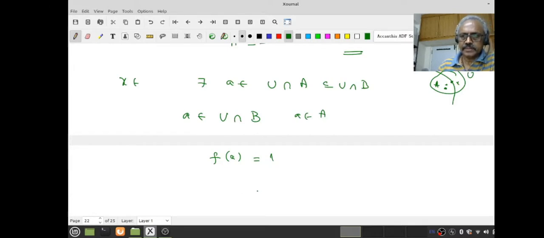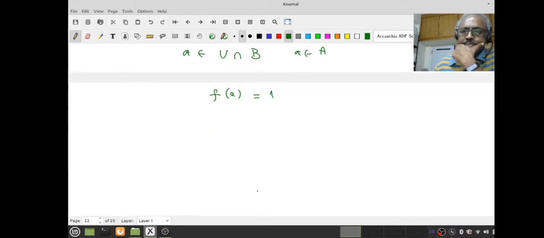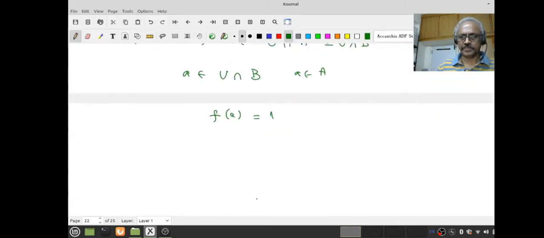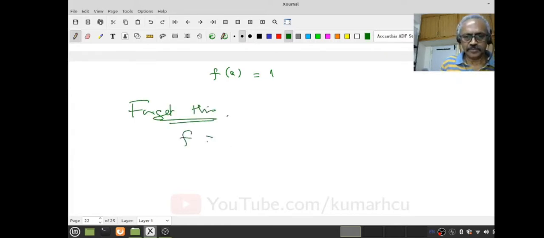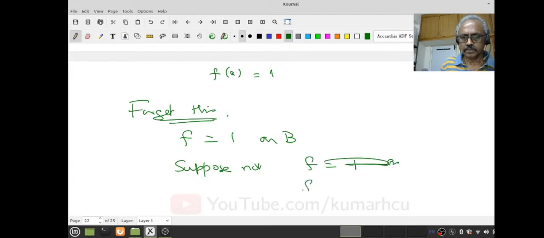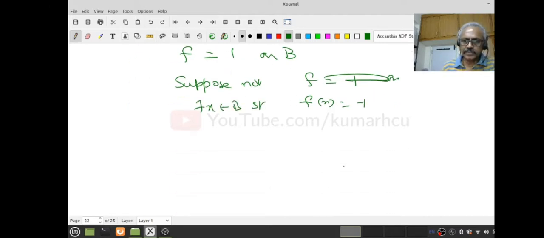Right? Okay. So what do you think I can do? I'm sorry. Let me approach this. Okay. Forget this. I want to prove f is 1 on B. Right? Suppose not. Let's assume f(x) equals minus 1. There exists x in B so that f(x) equals minus 1. Now x is in B, B is contained in A closure, therefore x is an adherent point.